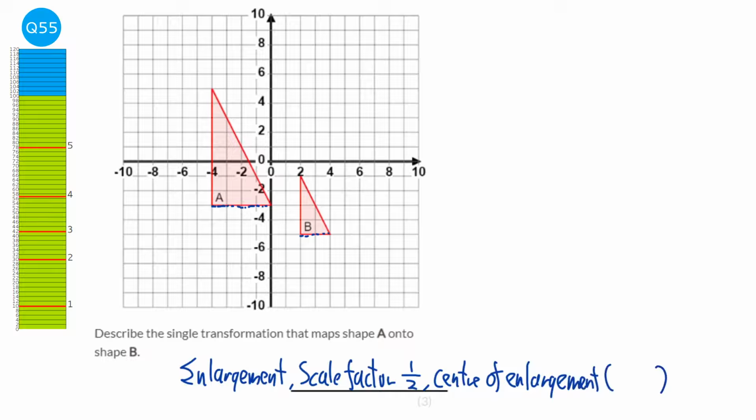And the last thing I need is the center of enlargement. And those are coordinates. Now to find those coordinates, we join up our two triangles. And we just join up like for like points. So I'm going to join up the two tops, and I'm going to join up the two right angle parts. And I'm going to join up the bottom right part as well. And you notice that they all cross at this coordinate here, and that's actually our center of enlargement, so that's going to be 8, minus 7.